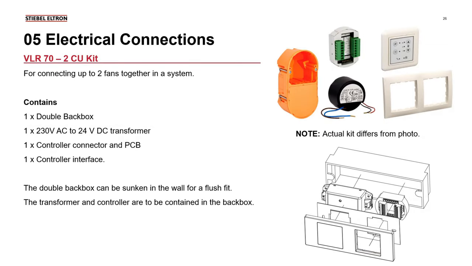You can pair up to 8 VLR 70L Trend EU fan units to one controller. We have created 3 kits to simplify the process. Our first kit is for 2 fan units and a controller. This contains 1 double back box, which can be sunken into the wall for a flush fit, and house the VLR control interface and the 230V AC to 24V DC transformer. This provides a clean and simple installation.